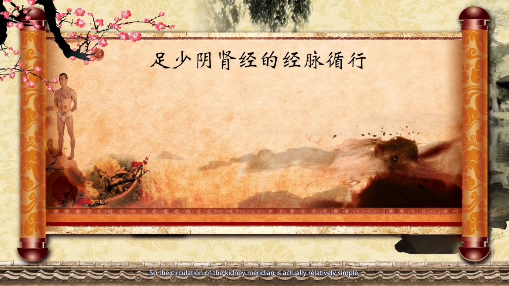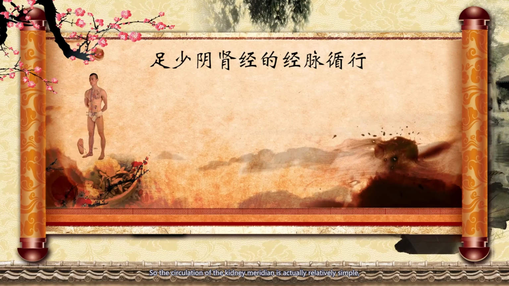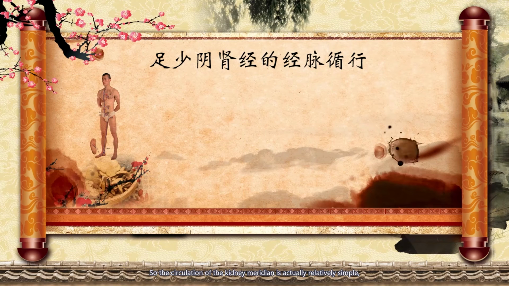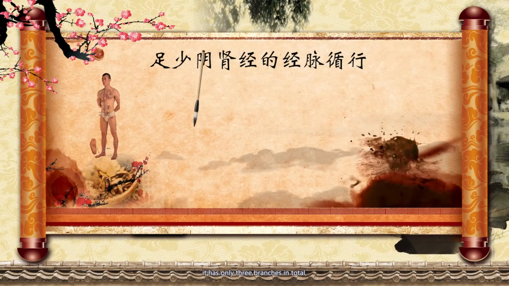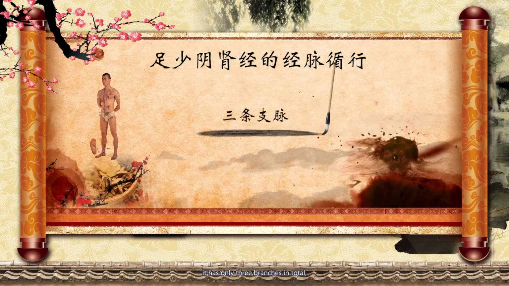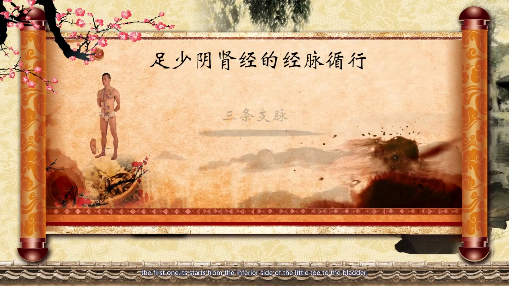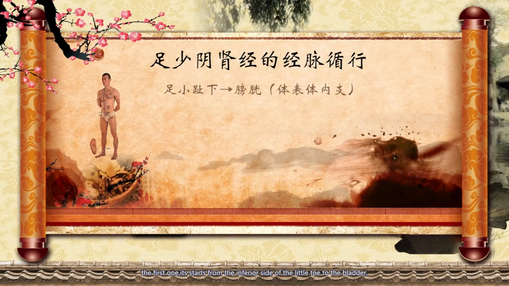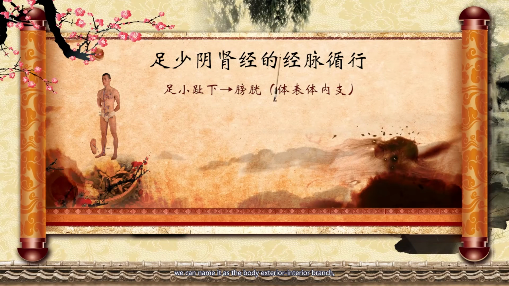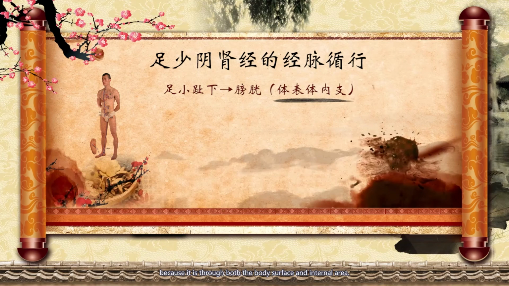So the circulation of the kidney meridian is actually relatively simple. It has only 3 branches in total. Let's look at them one by one. The first one starts from the inferior side of the little toe to the bladder. We can name it the body exterior-interior branch, because it goes through both the body surface and the internal area.